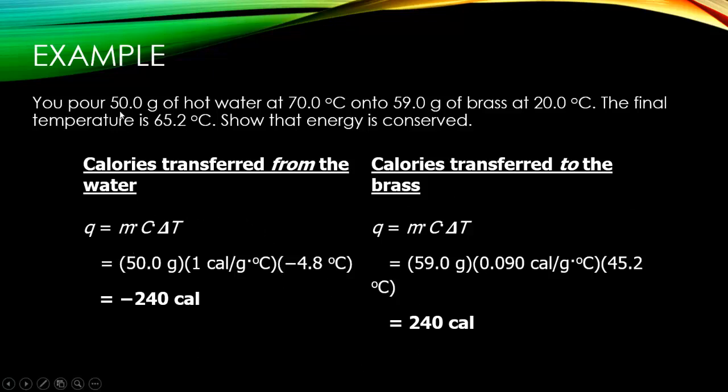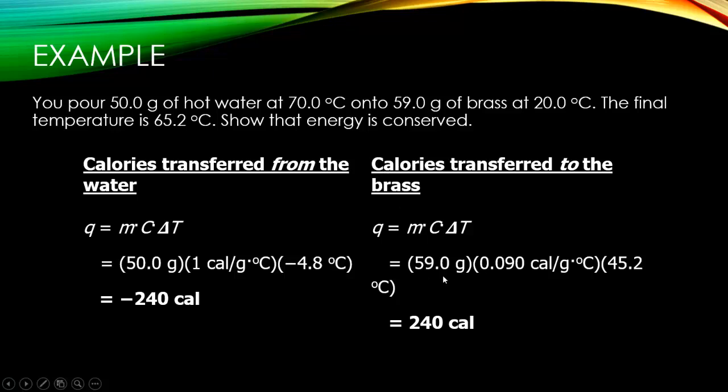So the mass is 50, drop that in for M, specific heat capacity is 1, and its change in temperature, it went from 70 down to 65.2. That's negative 4.8. So you get negative 240 calories. Okay, why is this number negative? Think about it. If its temperature is going down, it is giving away energy. So that's a negative amount because it's a change in a negative way. It is decreasing, therefore it's negative. The brass is absorbing the energy, so it should be positive because its temperature is going up.